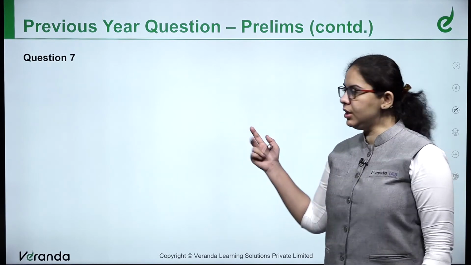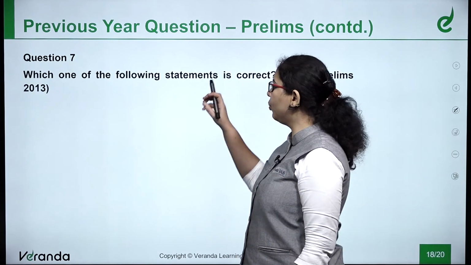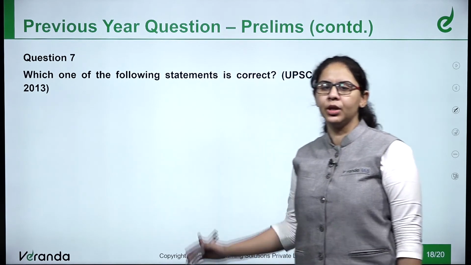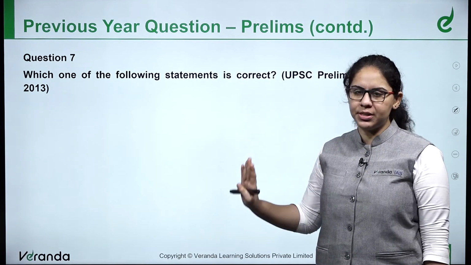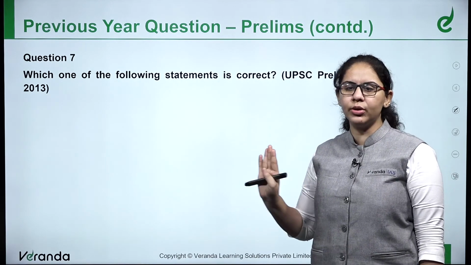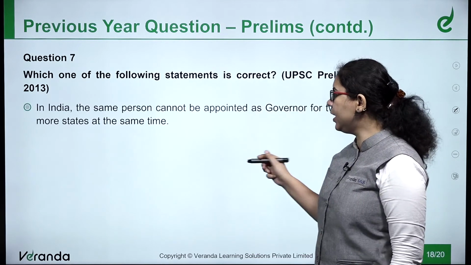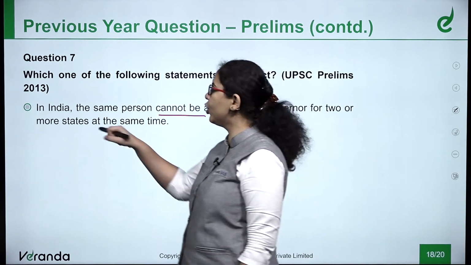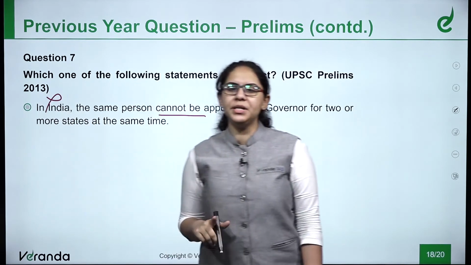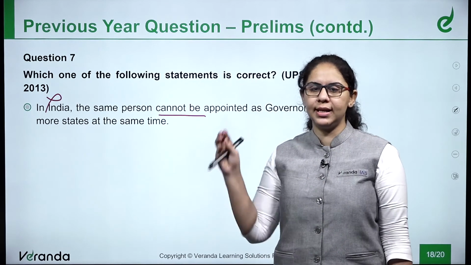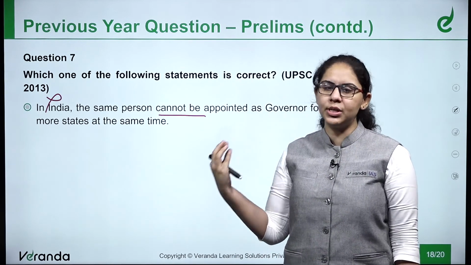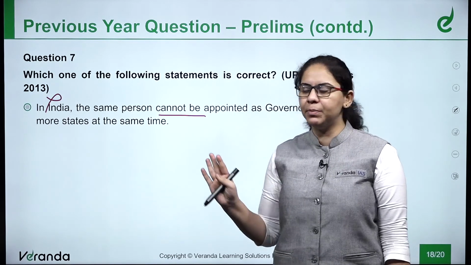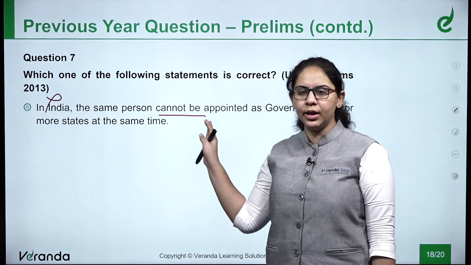We'll see the next question, last but not the least for the session. Which one of the following statements is correct? Very simple question, 2013 prelims. This type of question is also a UPSC favorite. First: in India, the same person cannot be appointed as governor for 2 or more states at the same time. Wrong. In India, one person can be the governor of 2 or more states at the same time. This has been done in history. We have multiple examples. So this is not a correct statement.